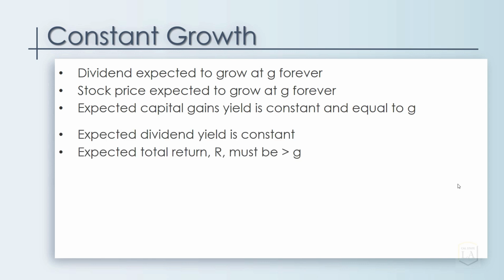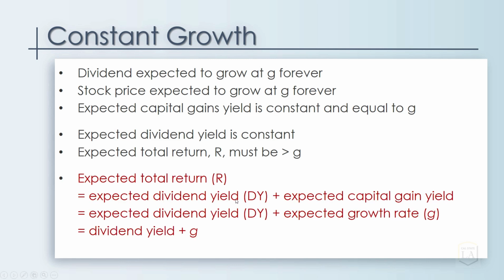Another thing to note here is that the dividend yield, which is dividend 1 divided by P sub 0, is supposed to be constant. So put that together, the total return from this stock investment must be greater than G, and would be the sum of dividend yield and the growth rate G. So, just to put that together, expected total return would be equal to expected dividend yield plus expected capital gains yield. And that would be expected dividend yield plus expected growth rate, which would be the same thing. So this is the key takeaway from the constant growth model.